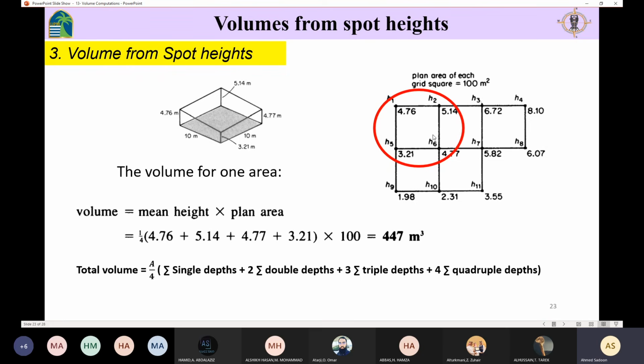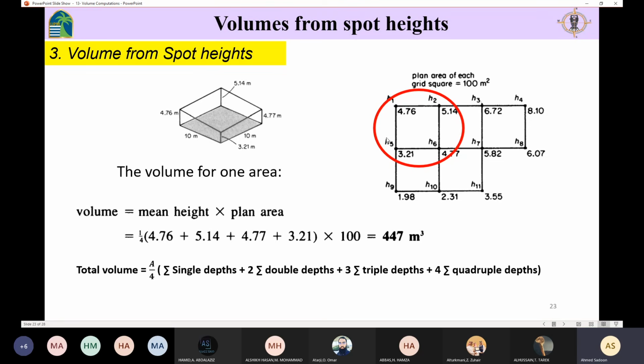Then what about H6? H6 is common between this one and that one and that one and that one. So H6 is quadruple, because this depth is going to repeat itself 4 times.